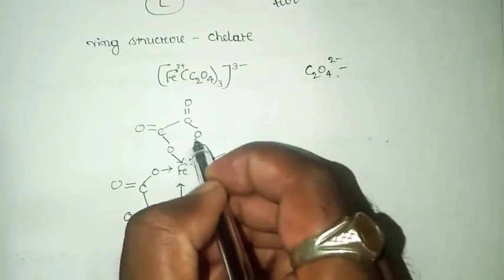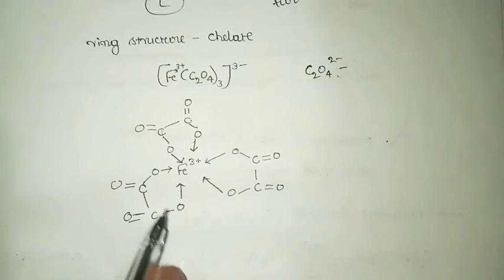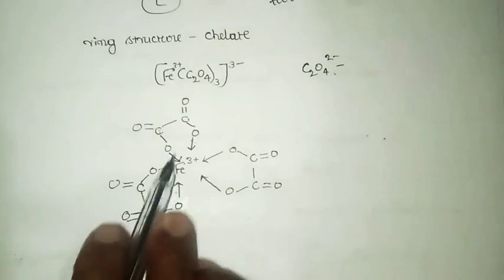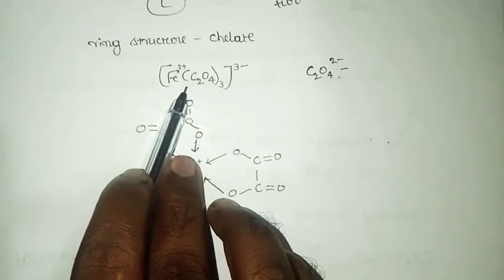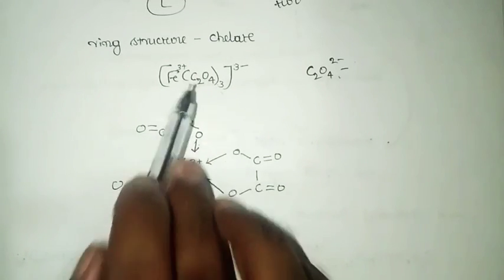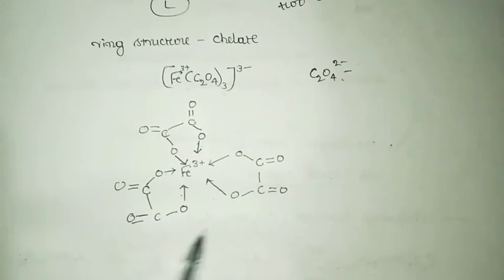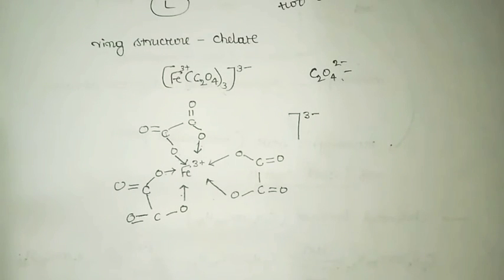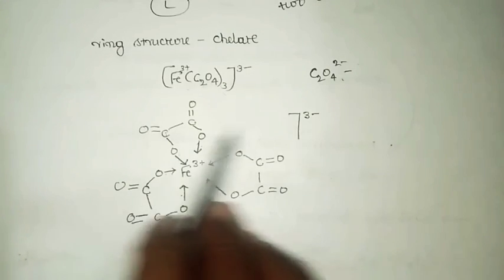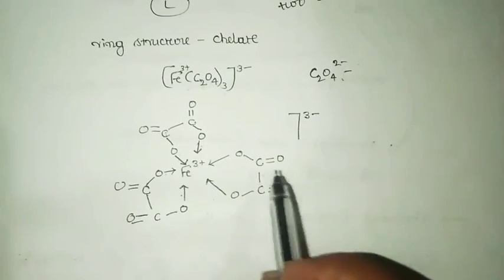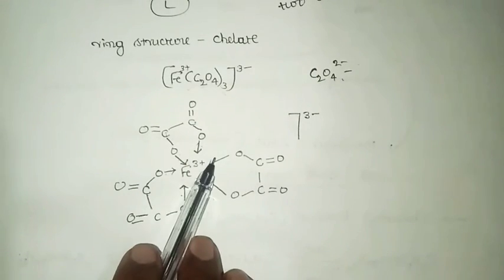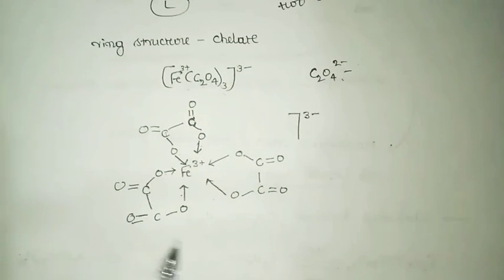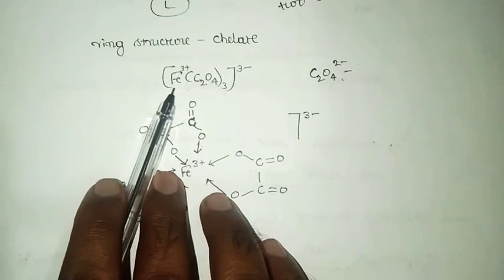So this is 1 and 2. So here we got 1, 2, 3, 4, 5, 6. Totally 6 coordinate bonds were formed by 3 oxalate ligands, since it is a bidentate ligand. So here you can notice the formation of ring structures, with a total of 3 negative charges. So this is the way of representing the chelating ligands and the formation of chelate. So this is the carbon atom.